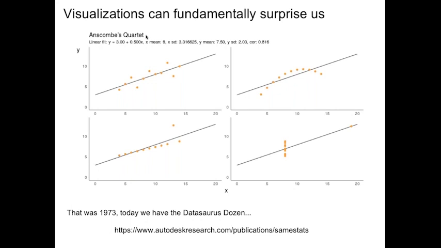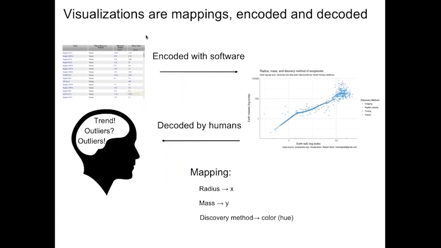So I've gotten this far without really defining what visualizations are. I'm not going to give a precise dictionary definition, but I'm going to characterize what I think is their most fundamental quality, which is that visualizations are mappings that are encoded and decoded. They're encoded with software and they're decoded by humans. And that whole decoding by humans part is why I'm emphasizing all this stuff about what we can see with our eyes and why it's important in the loop.